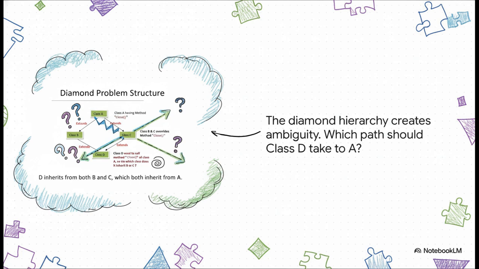You have class A at the very top, then B and C both inherit from A. And then, at the bottom, class D inherits from both B and C. See the diamond shape? The problem is, if D needs something from A, which way does it go? Through B or through C? The compiler has no idea what to do.